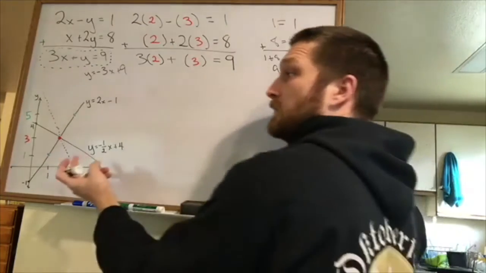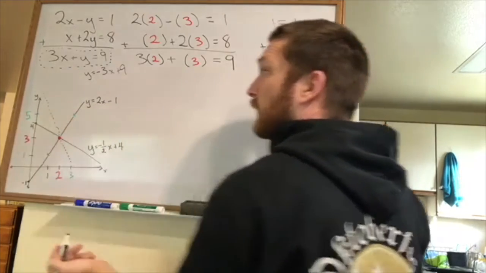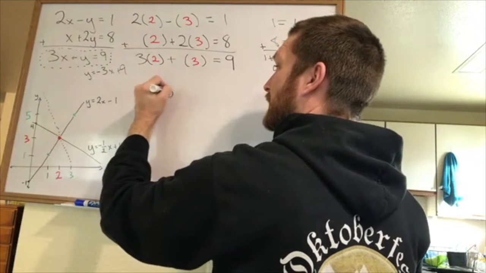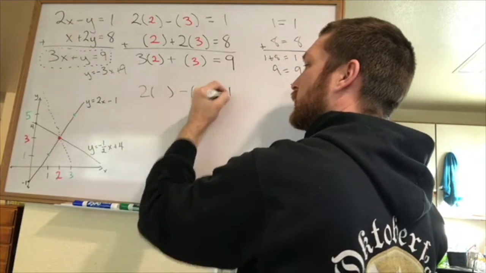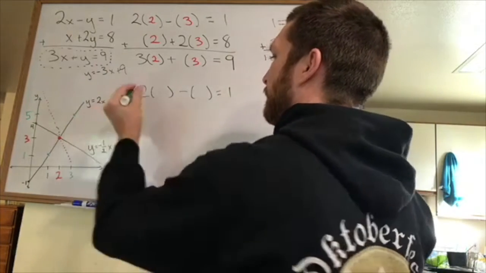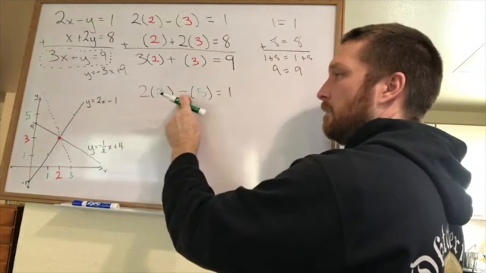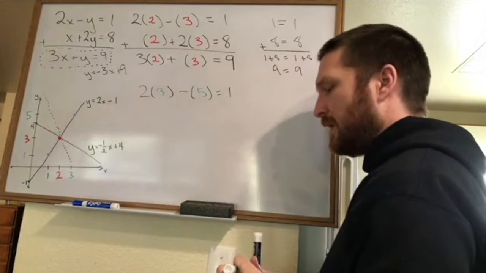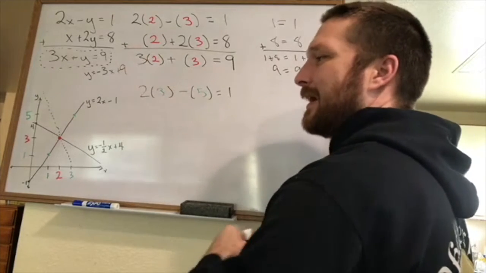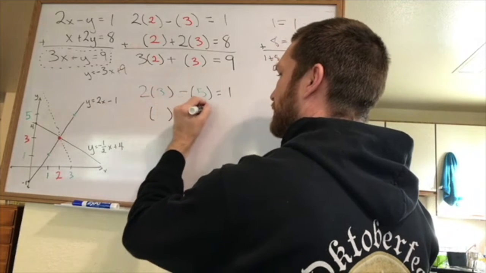Now, the other points aren't going to work. Like for instance, 3, 5 works on that one, right? So if I take the first line, which is 2x minus y equals 1, and I plug in 3, 5, so 3 for x, 5 for y, I get something true. That's 6 minus 5 is equal to 1. That's true. But if I tried to do that with the other one, well, that point's not on that line. And that should be pretty obvious, right? Like if I try to do that, let's see what happens.